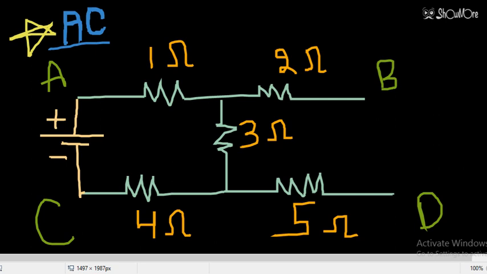So current will flow from the positive terminal in this direction. Let's name it as current I. Then students, this current will reach, through this resistance, a particular point, this point. Now is the current being divided? Will current be divided from here or not?